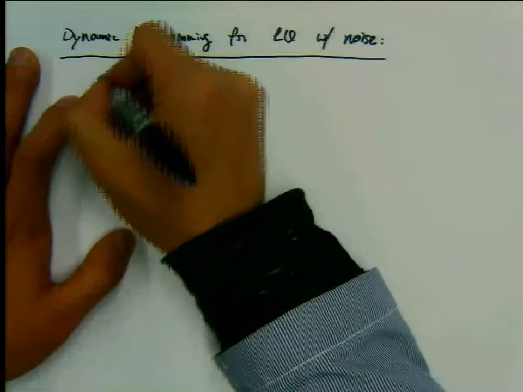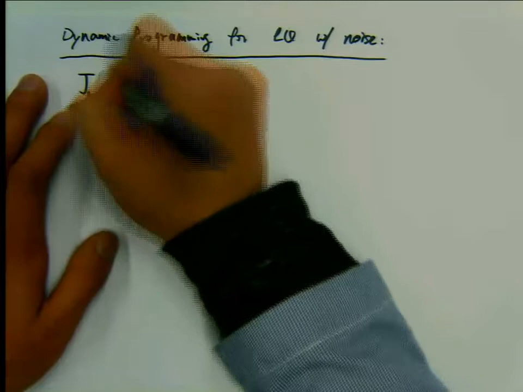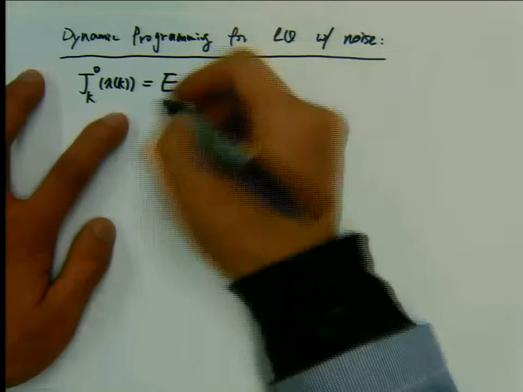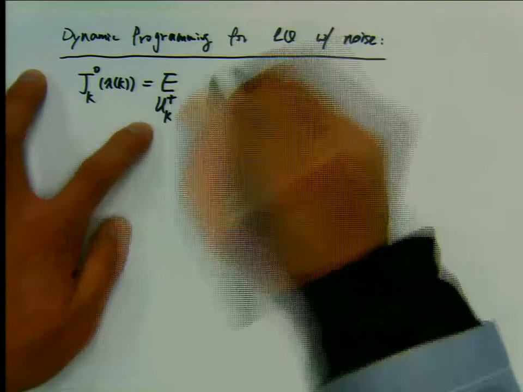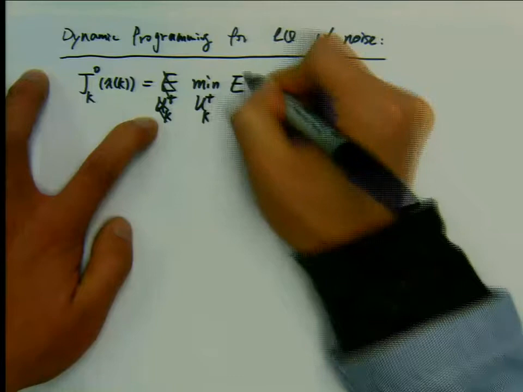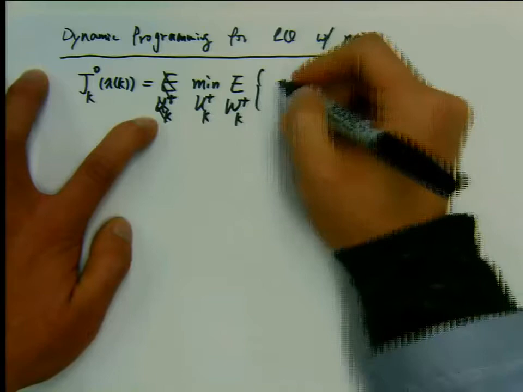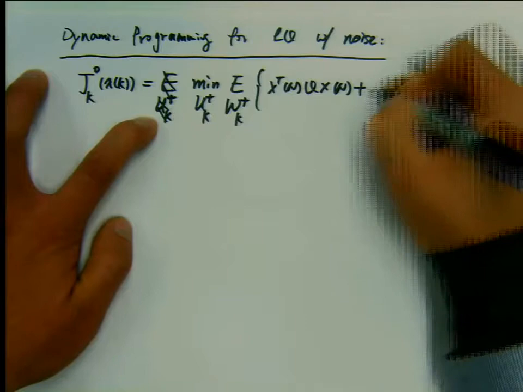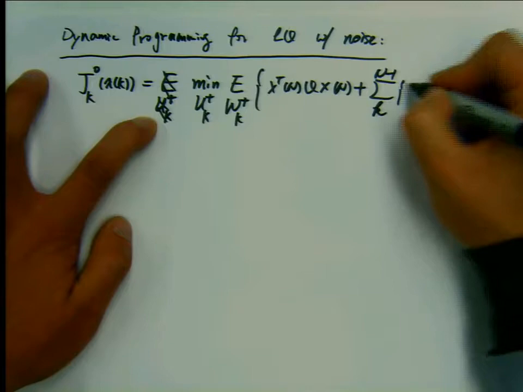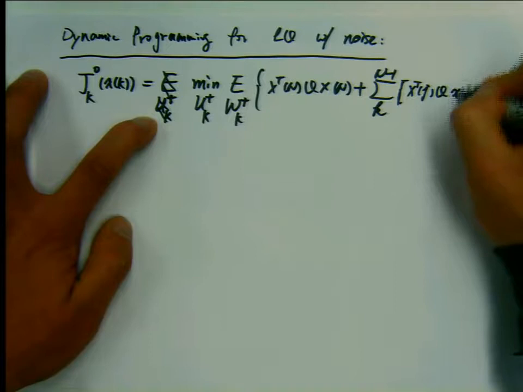Okay. So we have defined the optimal cost to go, starting from k to n minus 1, to n. This is defined over expectation. If you recall the last slide, it's going to be the minimization over all the control signals starting from k, and then the expectation of wk, and inside is going to be the terminal cost x_n transpose Q x_n plus the summation from k to n minus 1 of the cost along the trajectory, x_j transpose Q x_j plus u_j transpose R u_j.